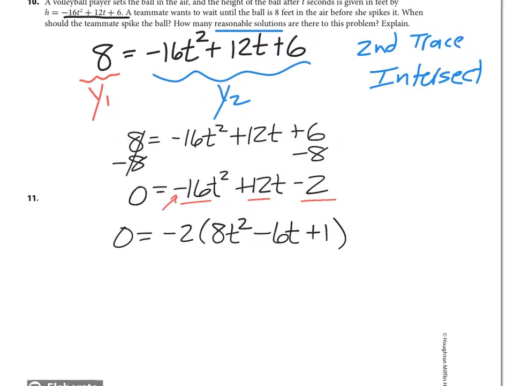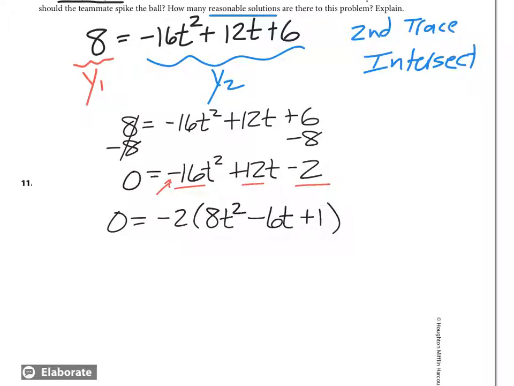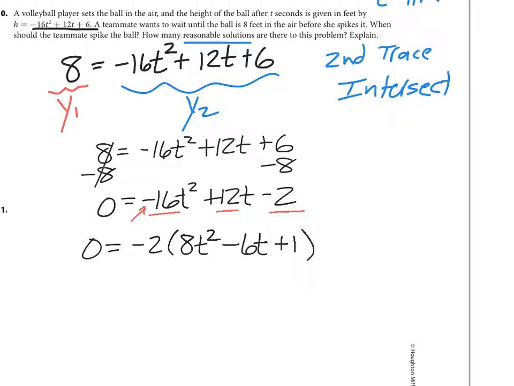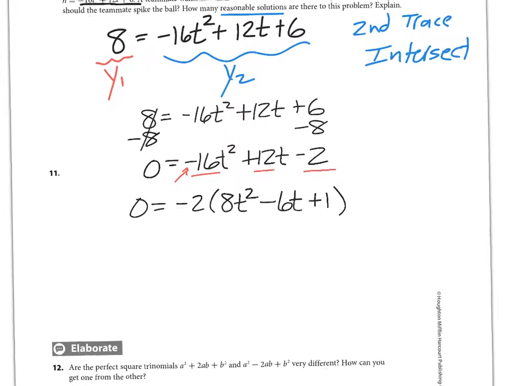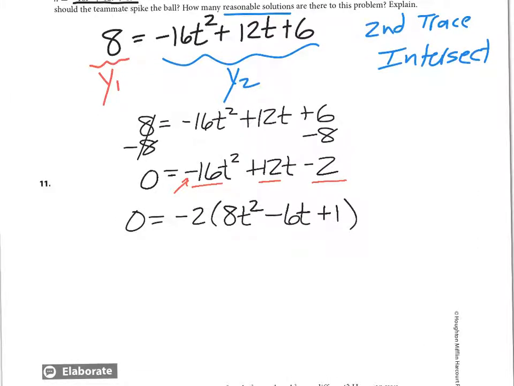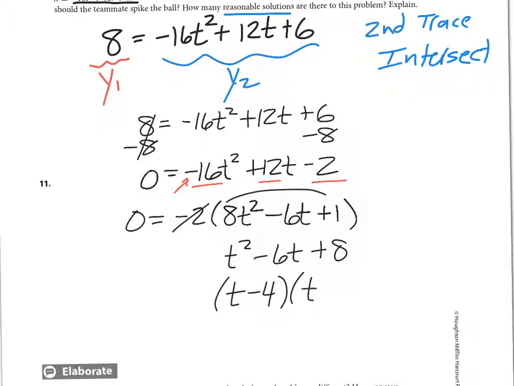So here I'm going to do the bottoms up method. I can ignore this -2 because there's no variable with it. If there's no variable with it, I don't have to worry about that GCF being a solution. Now, if there were a variable, I would have to take that into account. So I do 8 times 1 is 8, so this becomes t squared minus 6t plus 8. I need factors of 8 that add to give me -6. Well, that's going to be 4 and 2. So I have t minus 4 and t minus 2.